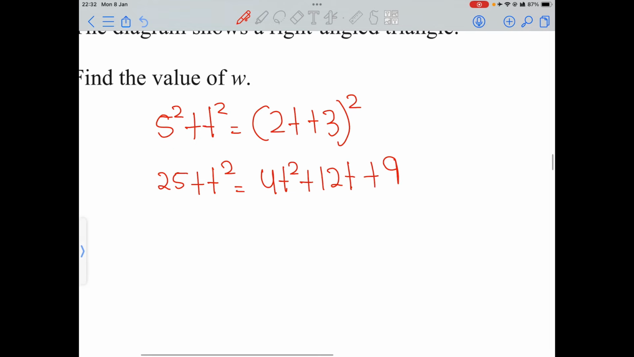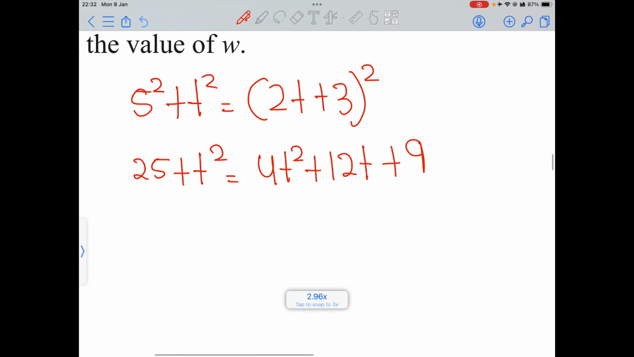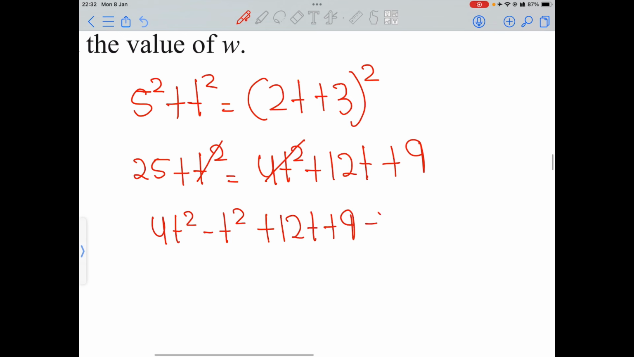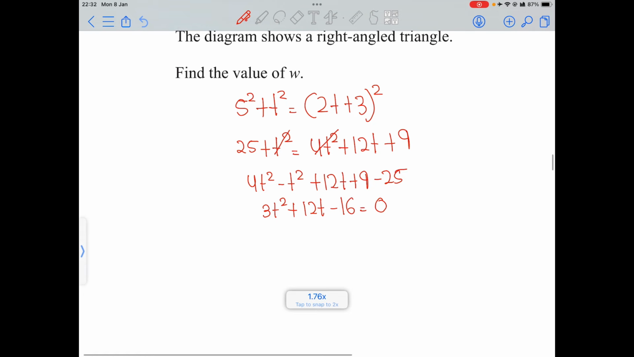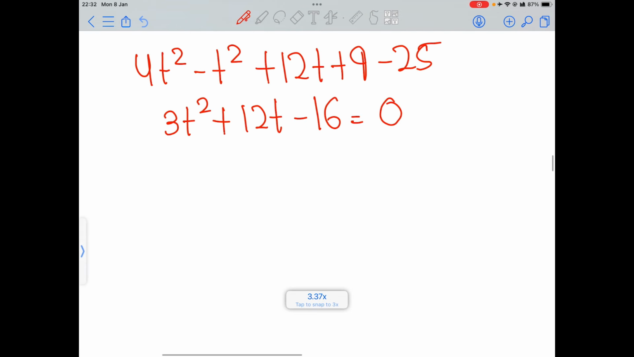Alright. Now when I rearrange this, I get 4t squared minus t squared, plus 12t, plus 9 minus 25. So 3t squared plus 12t, and 9 minus 25 is negative 16, equals 0. Now we need to find the value of t using the quadratic formula.